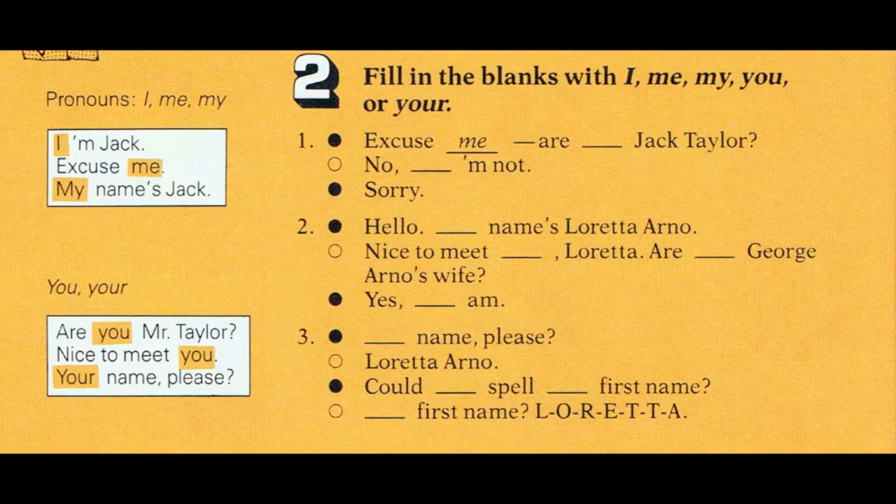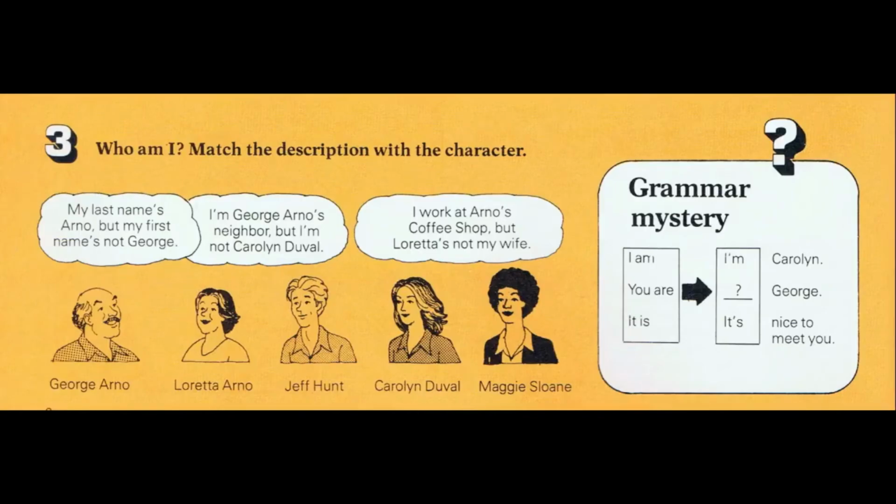Alright. Now let's move on to the next one. Exercise 3. Who am I? Match the description with the character. So we have some names, some pictures, and then we have some explanation. We should compare the explanation or the information with the names and with the people, and then decide which belongs to who. Think about it.